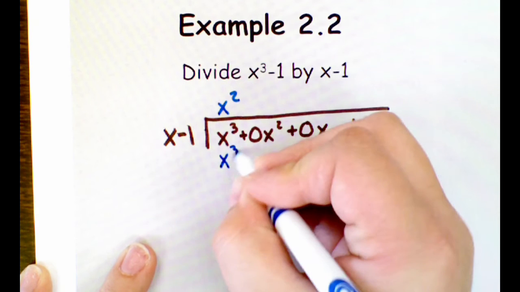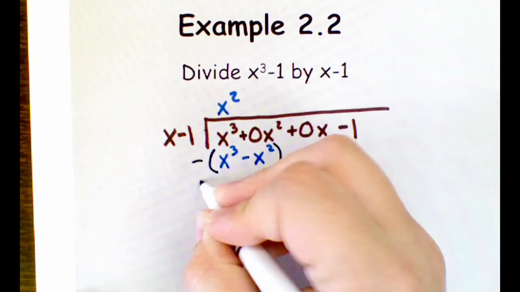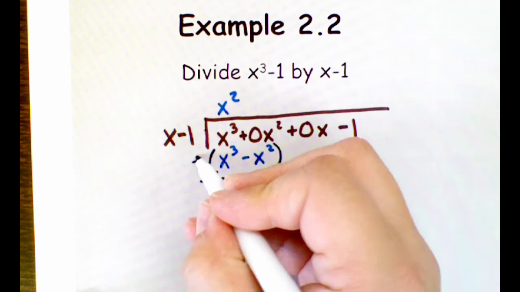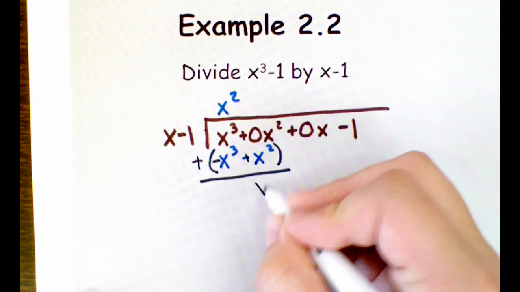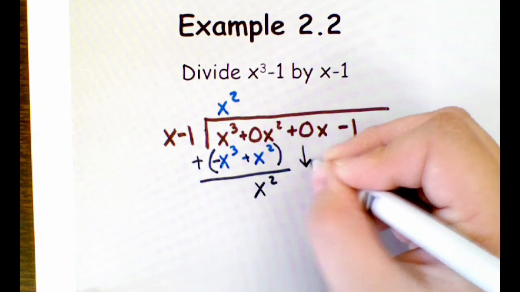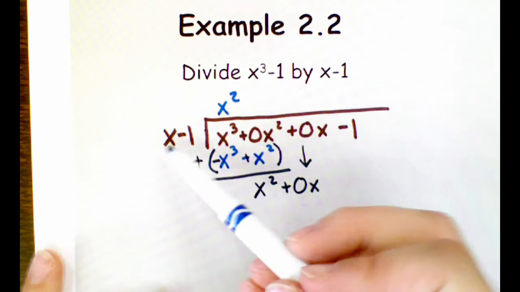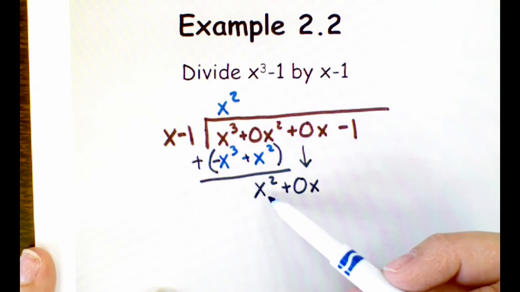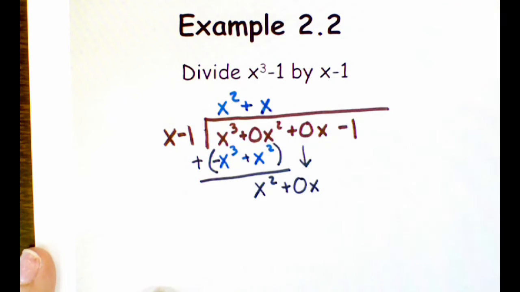I have x cubed minus x squared. Then we subtract that whole thing. I like to change the signs, make it plus the opposite. That gives me a 0 plus x squared. Bring down my next term, 0x. Now I again ask myself, x times what makes x squared? Well, it's x. Since it's positive, we need a plus.